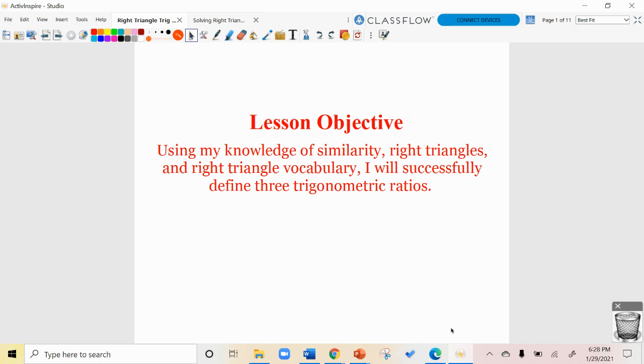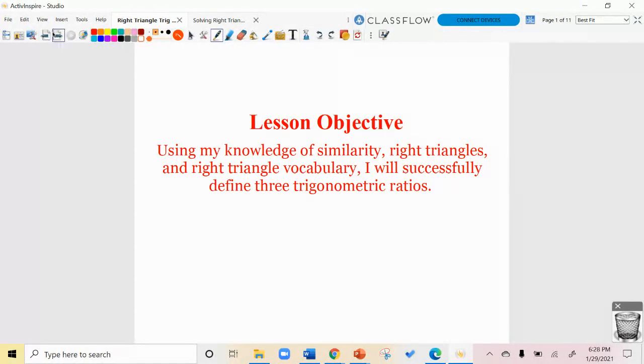This is so exciting. In this video, the objective hopefully looks somewhat familiar because this is what you had just done in class. You're going to be using your knowledge of similarity, right triangles, and right triangle vocabulary to successfully define three trig ratios, and we're going to begin to apply those three trig ratios that you learned in class. Throughout this video, you're going to see some review and summary of what you did, as well as some extensions and preview of where we're going with this.